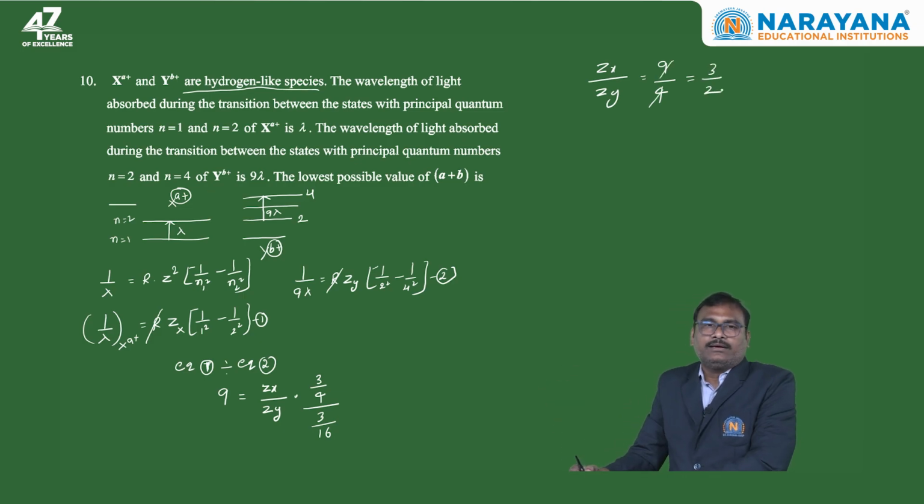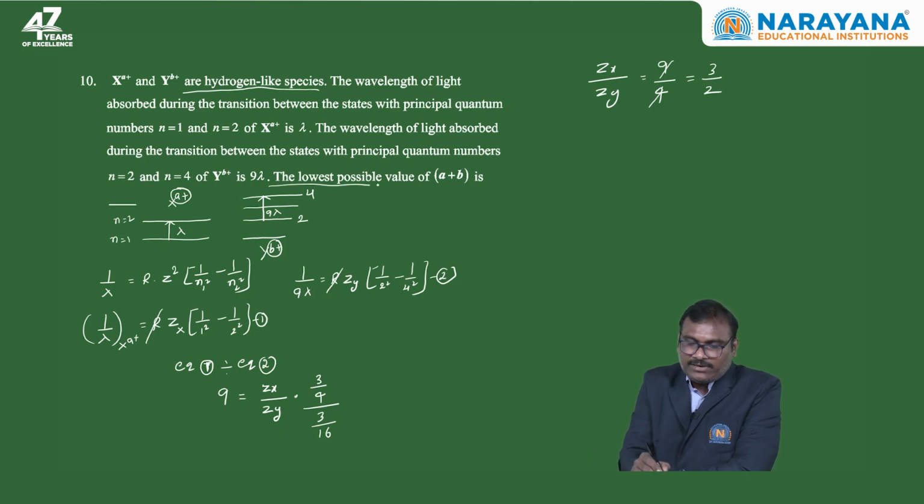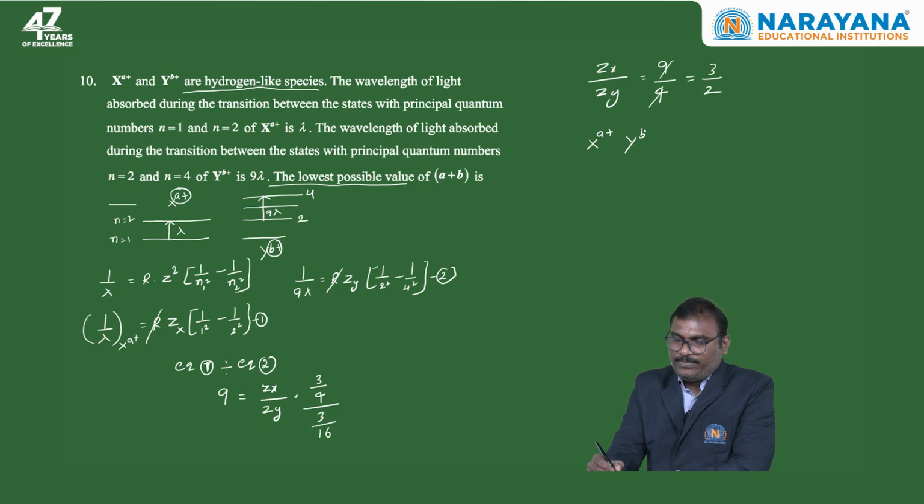So the atomic number of the X ion and the atomic number of the Y ion: we got that Zx by Zy is equal to 3 by 2. Finally, we got that. Say yes or no? From the given, we need the lowest possible values of X^(a+) and Y^(b+). If it is atomic number 2, helium, or atomic number 3, lithium, it should be a single electron species. To become a single electron species, it should be +1 and it should be +2.